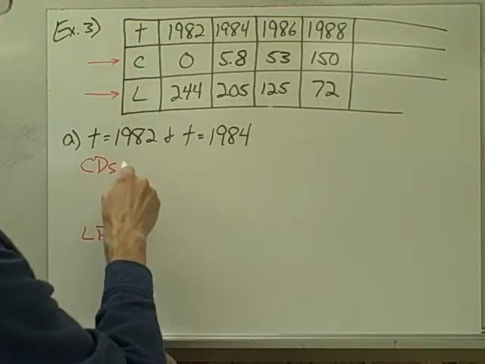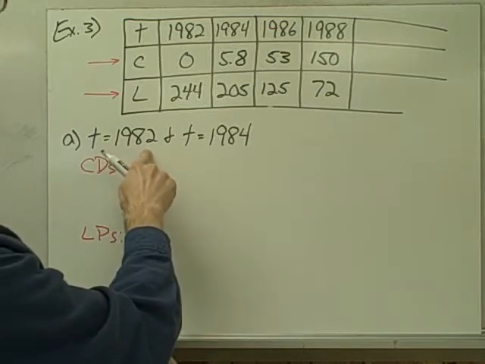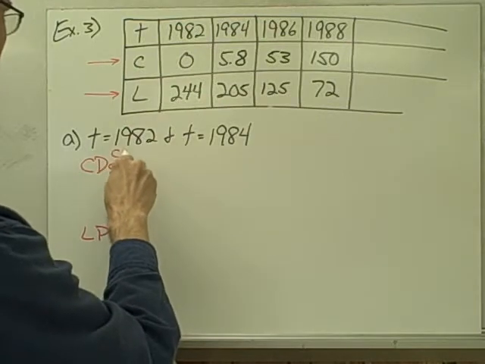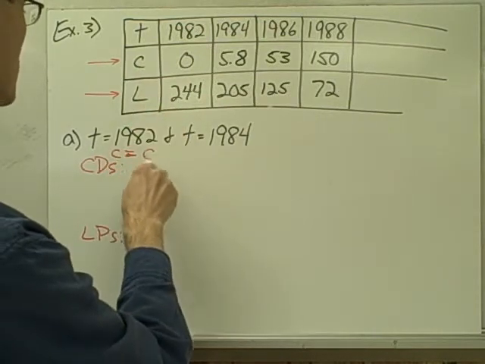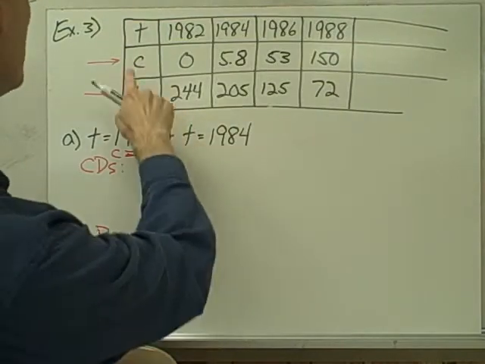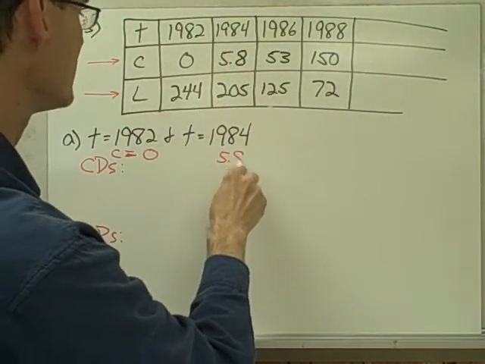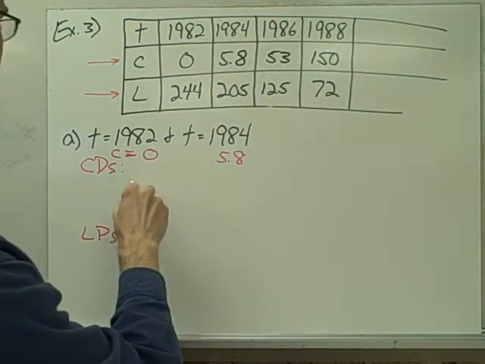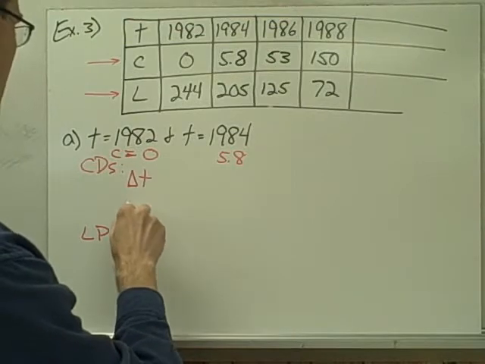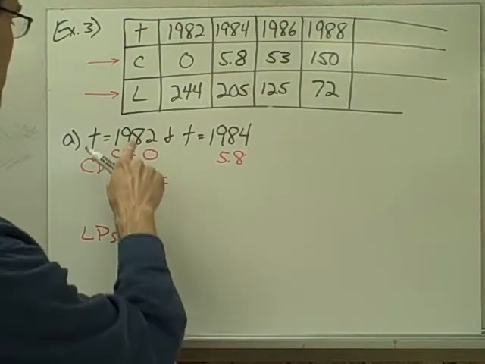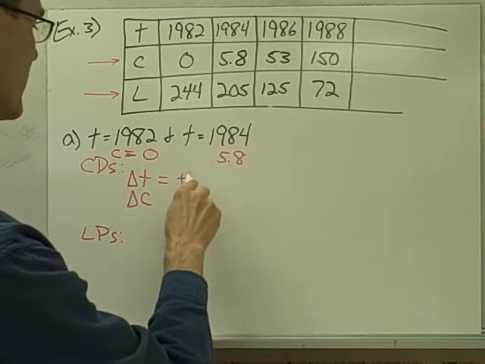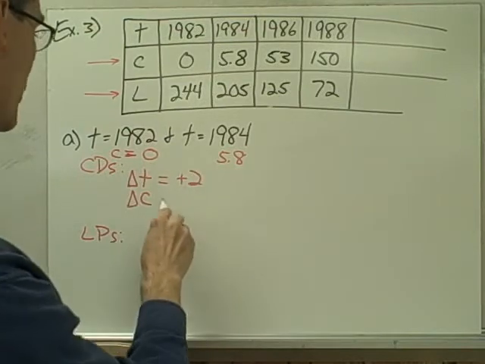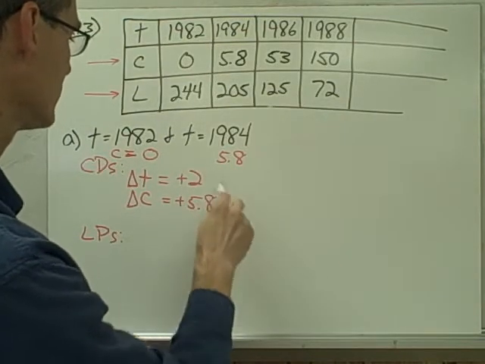So in order to do that, I'm going to need to know what were the values for CD sales in 1982 and 1984. So my C value for 1982 is 0. My C value for 1984 is 5.8. These are 5.8 millions of CDs sold. Well, now I can calculate my delta T and delta C values. My delta T going from 1982 to 1984 is plus 2. My delta C going from 0 to 5.8 is 5.8.